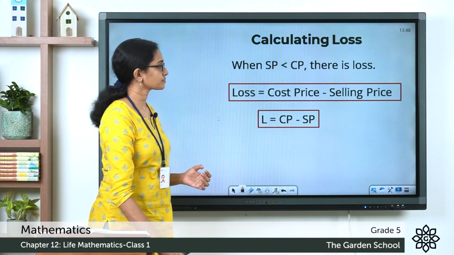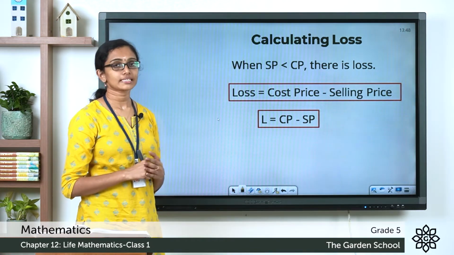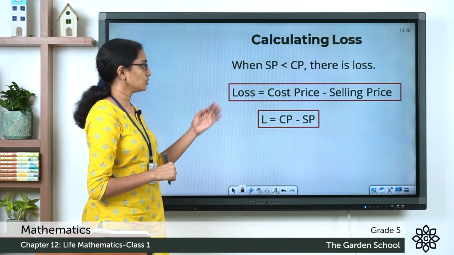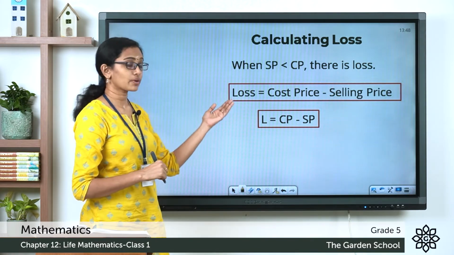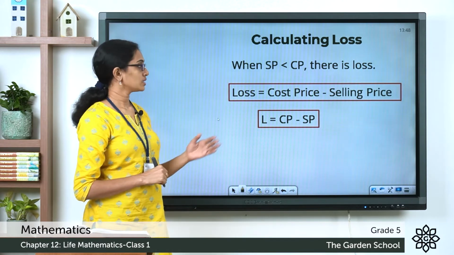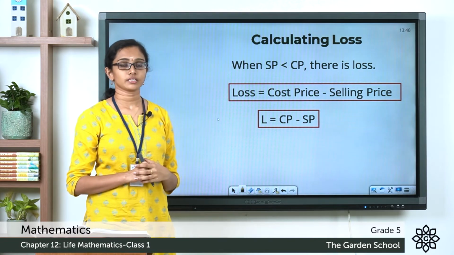Similarly, let's see how we can calculate loss. When the selling price is less than the cost price, it's a loss. So we can calculate the loss by subtracting the selling price from the cost price. That is, loss is equal to the cost price minus selling price.